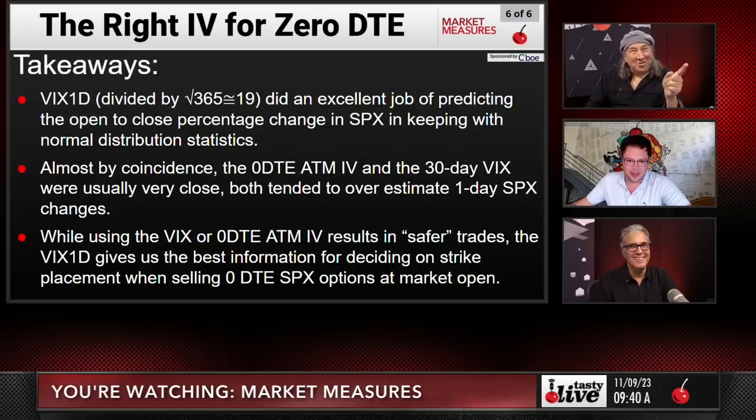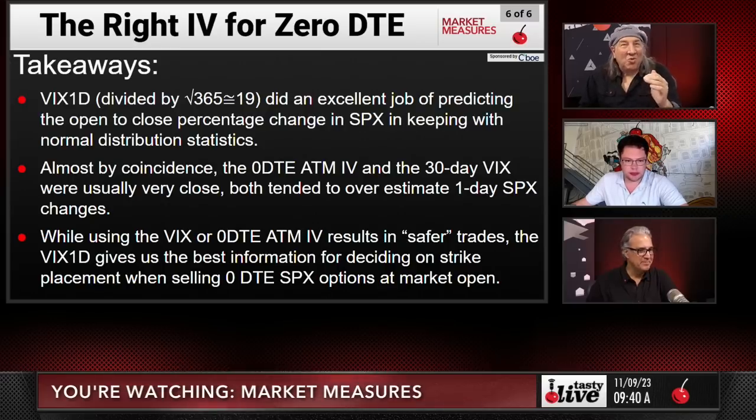It did an excellent job, just so you know this, Mr. Batista. It did an excellent job of predicting the open to close percentage change in the SPX, which is just what Anton said, in keeping with the normal distribution statistics. So the VIX one day was pretty damn close. Almost by coincidence, the zero DTE at the money implied volatility and the 30-day VIX were usually very close, but tended to overestimate the one-day SPX changes.